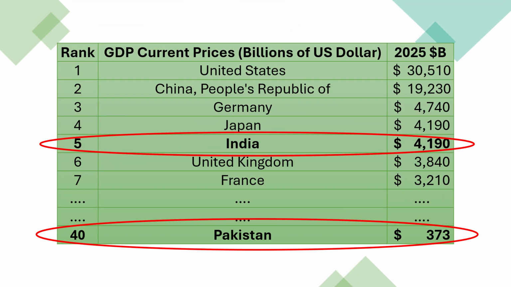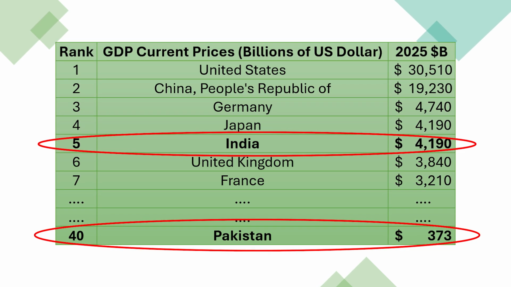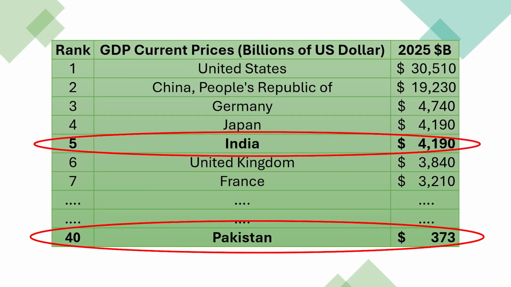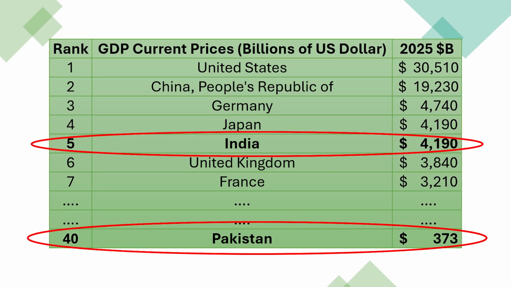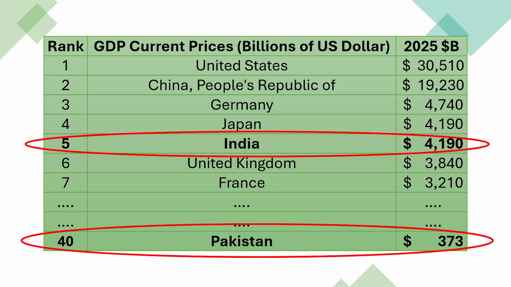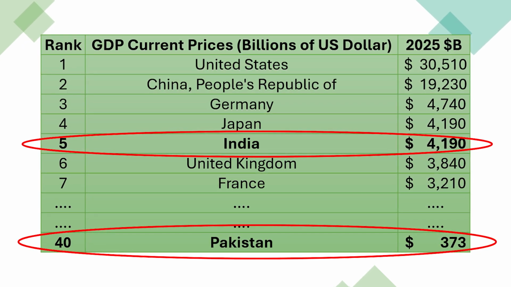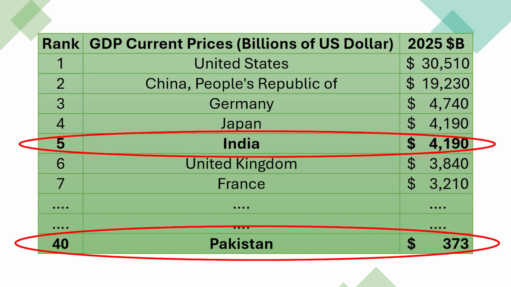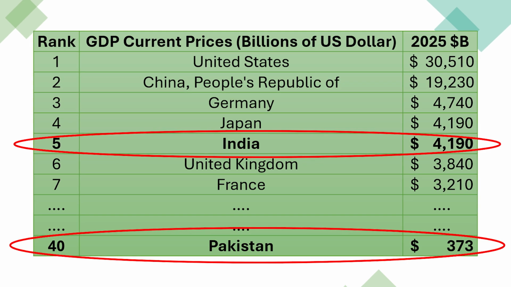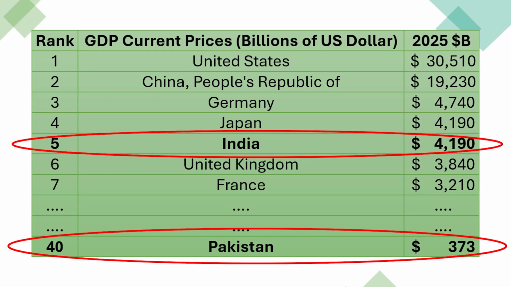So starting at the top, what you see is the GDP of India and Pakistan, where India's GDP is $4.1 trillion. Pakistan's GDP is 11 times smaller than India at $373 billion. India's GDP is the fifth largest in the world and it would overtake Japan this year to become the fourth largest economy in the world. So India is in the top tier of countries when talking about GDPs, and Pakistan is not even in the second tier.